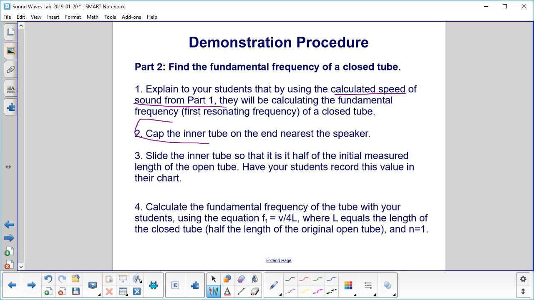Cap the inner tube on the end nearest the speaker. Slide the inner tube so that it is half of the initial measured length of the open tube. Have your students record this value in their chart.